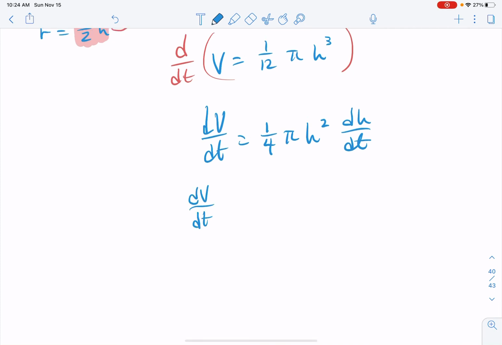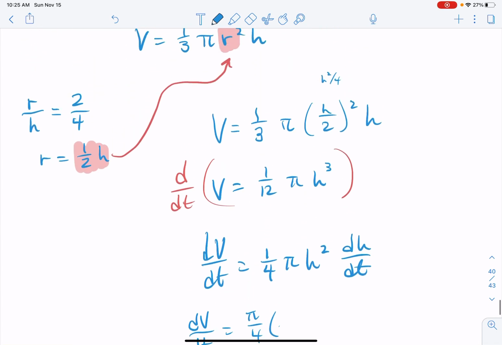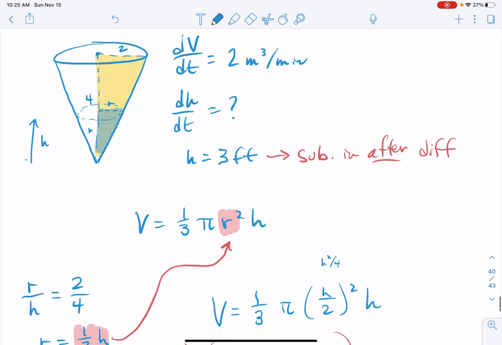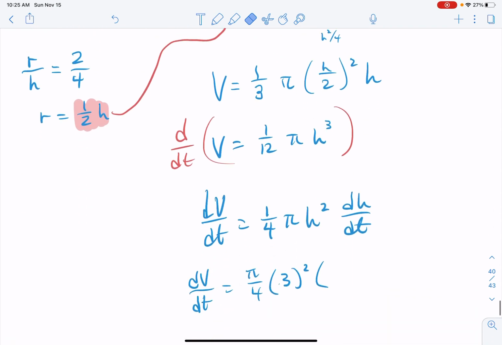dV/dt is equal to 1/4 pi. I'm going to write that as pi over 4, like it's pre-cal or something. My h, was it a 3? I think it was a 3. 3 squared. And then the dh/dt was... Dang, that's what I'm looking for.